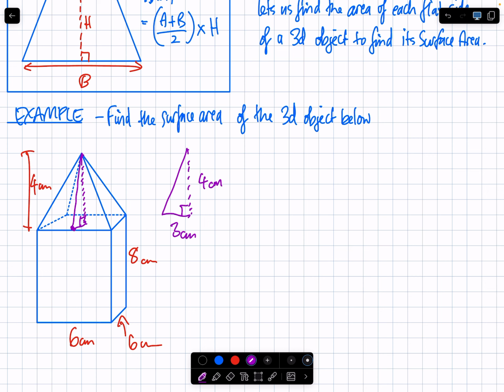centimeters. So according to Pythagoras, a squared plus b squared equals c squared, the hypotenuse squared. So a could be 3, b could be 4, and I don't know what c squared is. That's what I'm trying to find out here. What's 3 squared? 3 times by 3? 9. What's 4 times by 4? 16. So 9 plus 16 is 25. What was the opposite of squaring something?